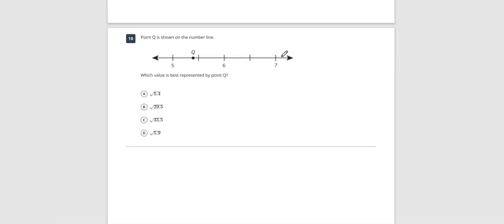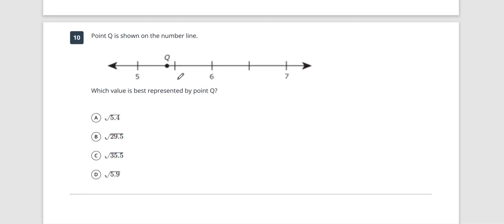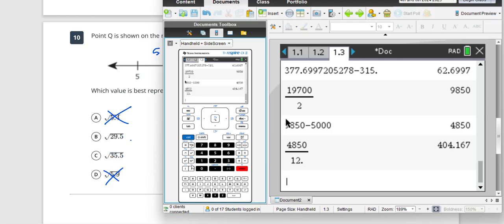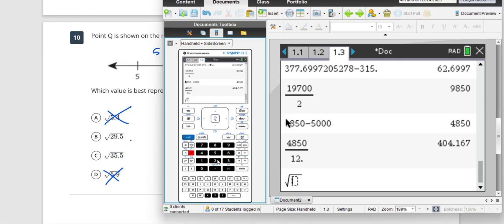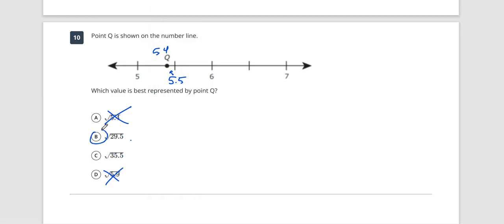Which is point Q. So roughly, Q is between 5 and 5.5, something slightly smaller than 5.5, maybe about a 5.4. So I'm going to do this one. Square root of that one, get out of here. Square root of that one, definitely get out of here. And let's try that one. Square root of 29.5 gives 5.4. I think that was it.